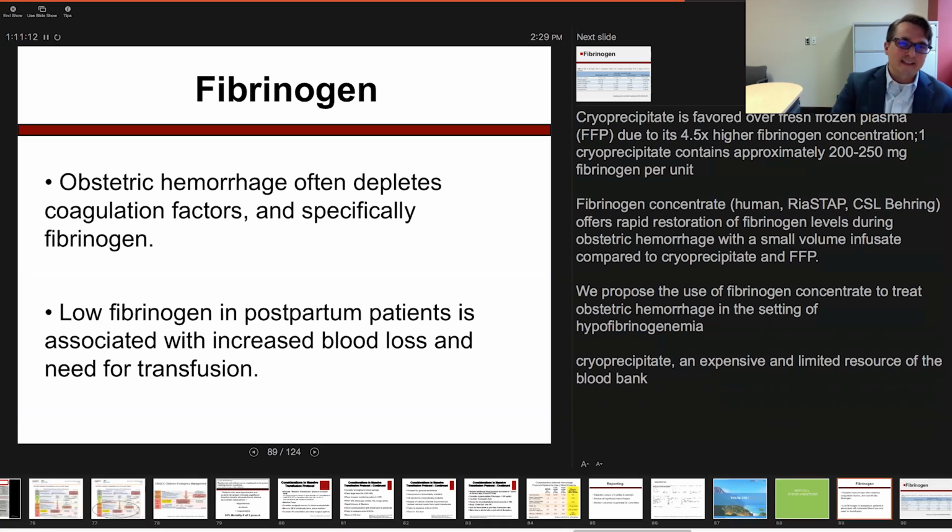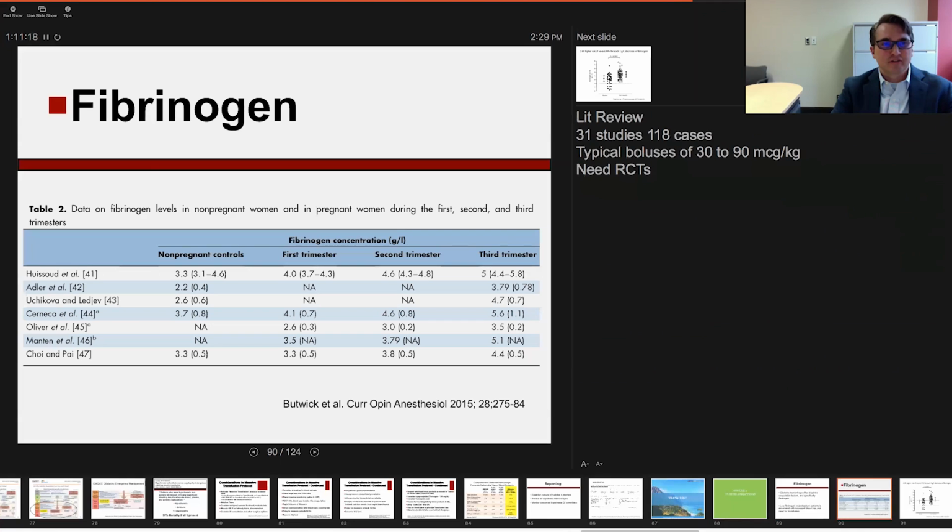So where are we at in the evidence for use of fibrinogen concentrate? Well, we need to think a little bit about what happens with fibrinogen in pregnancy. So we just have some numbers here from a variety of studies. You can see the non-pregnant levels ranging somewhere around 3 for fibrinogen, and you see this steady increase going all the way up to somewhere around 5 grams per liter of fibrinogen in maternal blood by the time you reach the 3rd trimester.